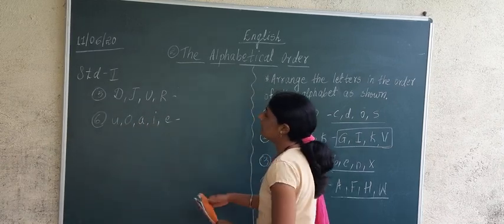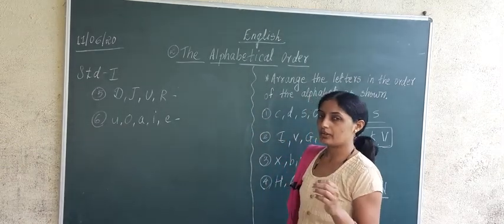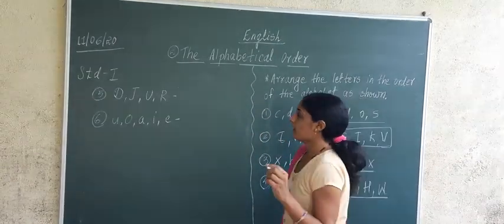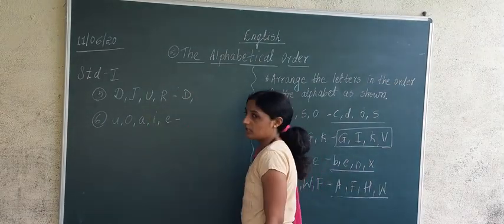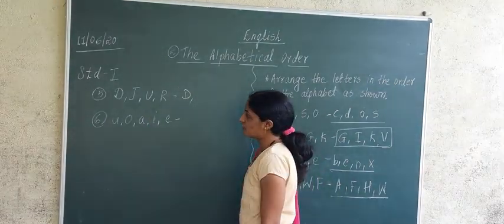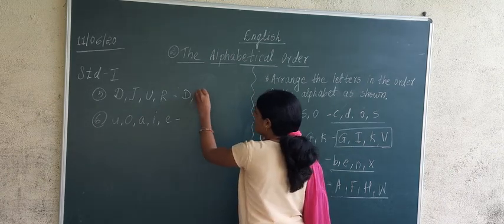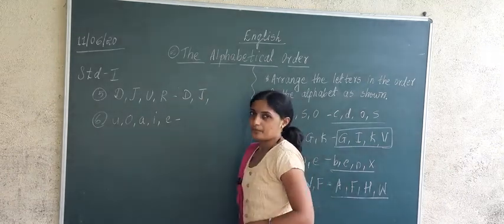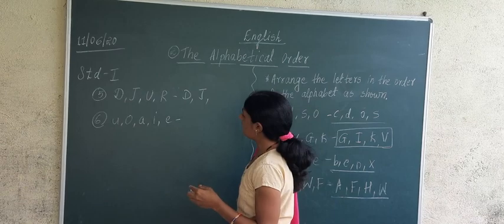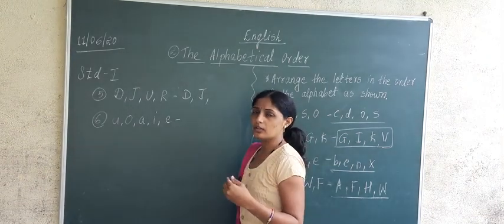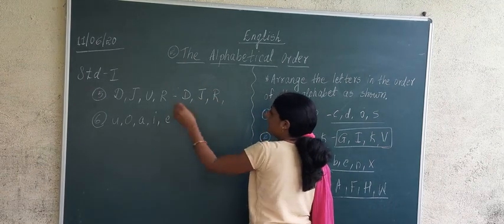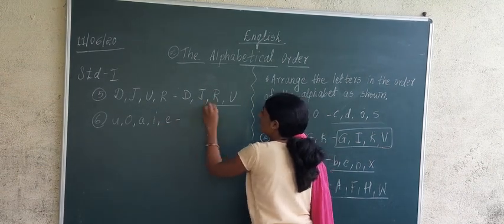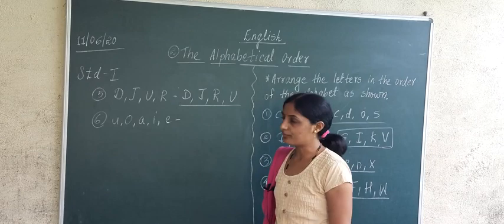Now if we start with the letter A, B, C, D. D is there? Yes. D. E, F, G, H, I, J, K, L, M, N, O, P, Q, R. R is there? Yes, R is there. And then the last will be U. So this is the proper order of letters.